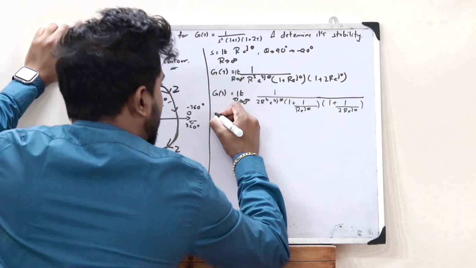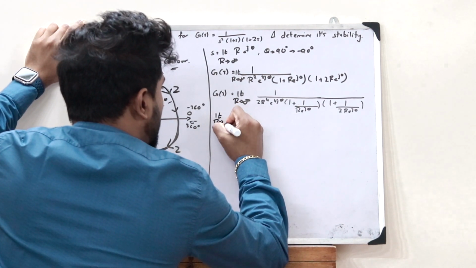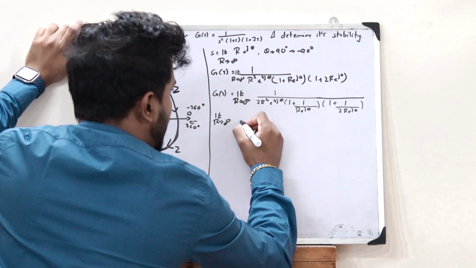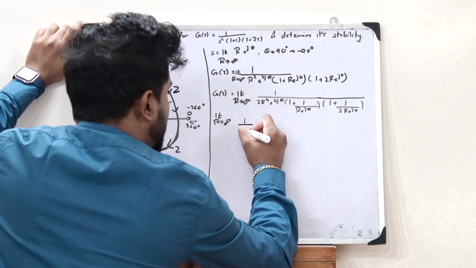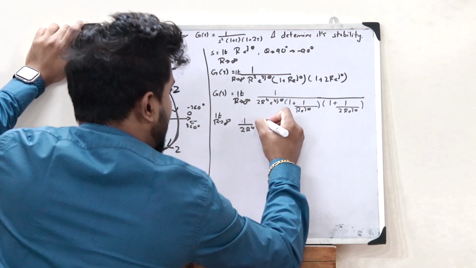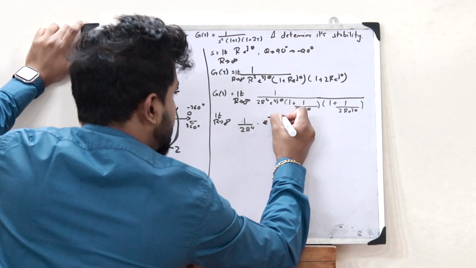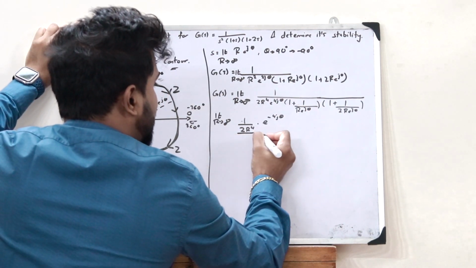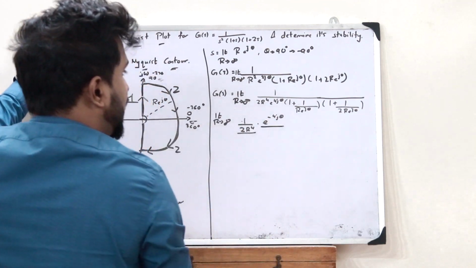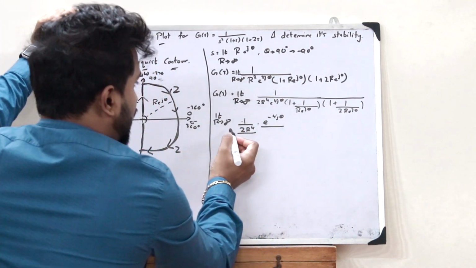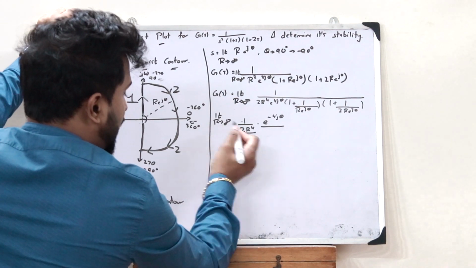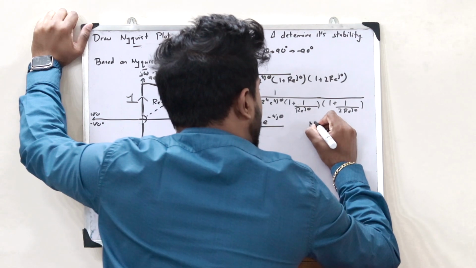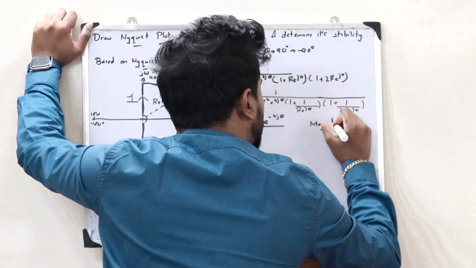So this ultimately becomes limit r tends to infinity, 1 divided by 2 r raised to 4 multiplied by e raised to minus 4 j theta. This term I am taking to the numerator. So here this is the magnitude and this is the phase. The value of the magnitude, when we put r equal to infinity over here, 1 by infinity is equal to 0. So here the value of the magnitude is equal to 0.